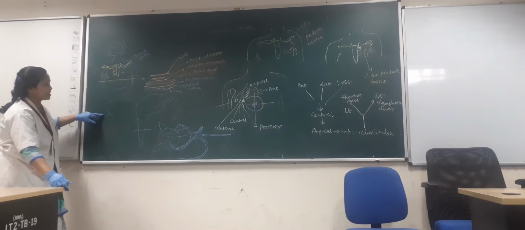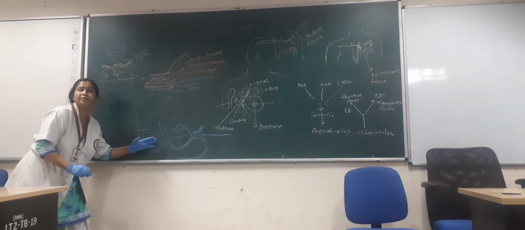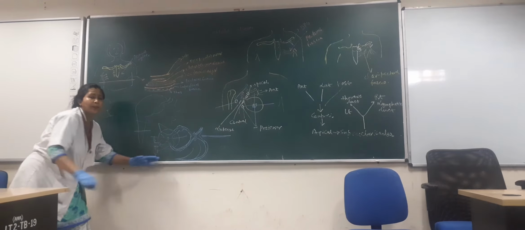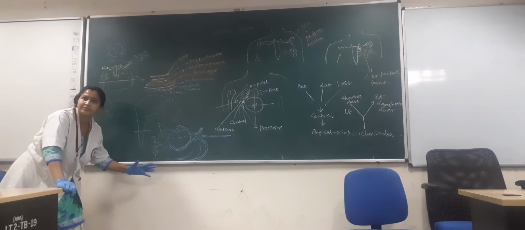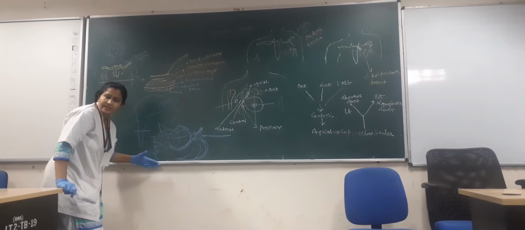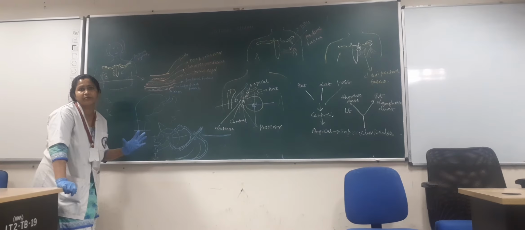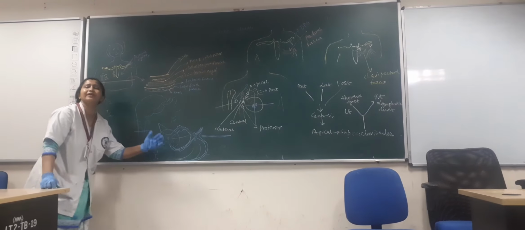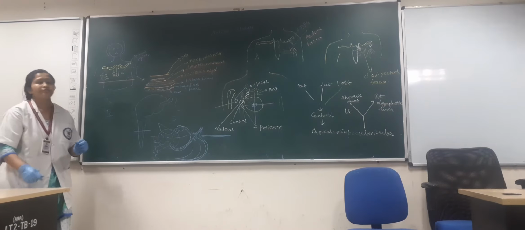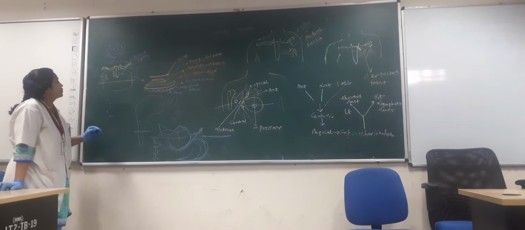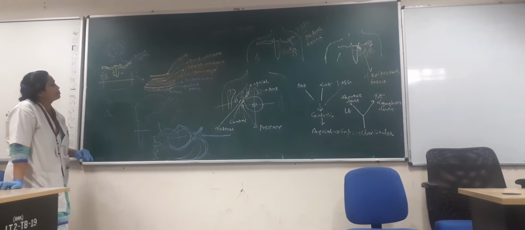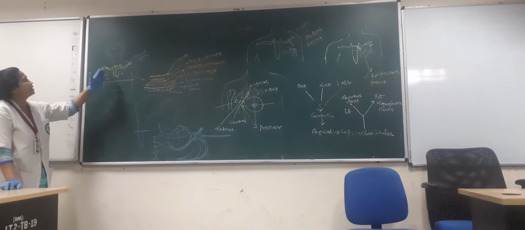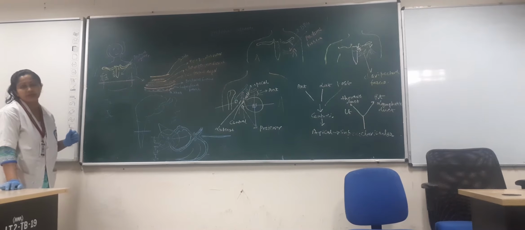Suppose this is T2 to T6. So at the level of T2, then T3, T4, T5, T6, the ventral rami is coming out, and this is known as intercostal nerve. And on the lateral aspect, lateral cutaneous nerve, and on the anterior aspect, there is anterior cutaneous nerve. So this is about the cutaneous nerve. Now coming to cutaneous arteries. It is supplied by the anterior and lateral cutaneous arteries.